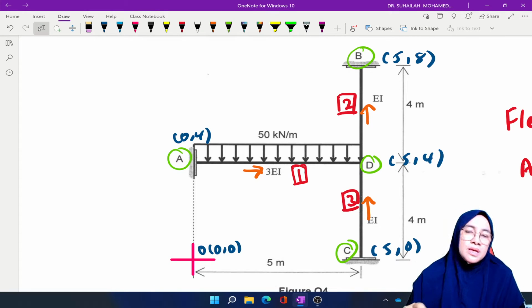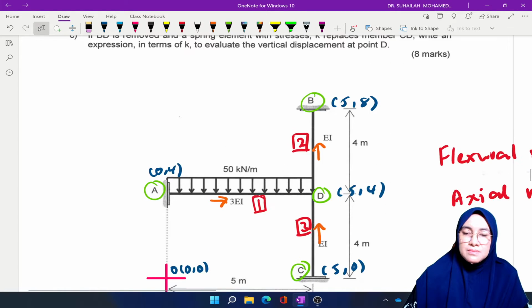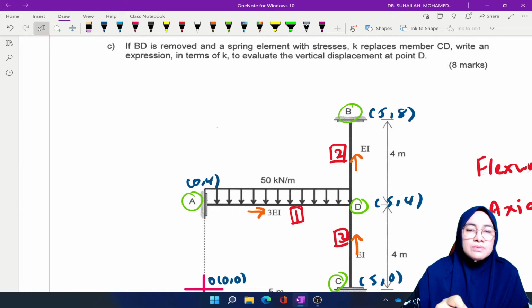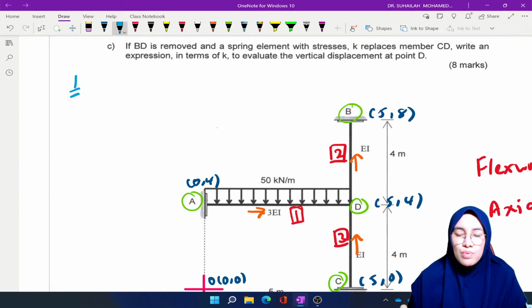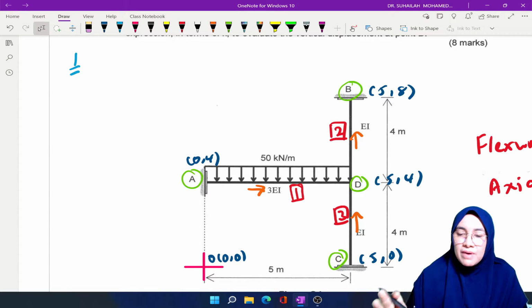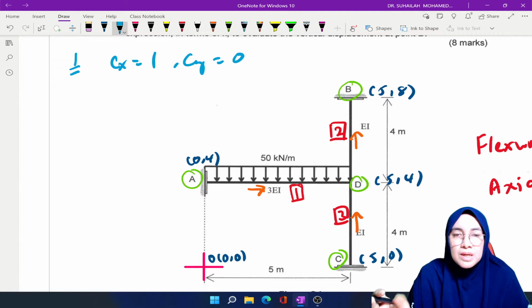So we establish Cx and Cy. For element number 1, Cx is 5 minus 0 divided by 5. It is equal to 1. So Cx is equal to 1. Cy is equal to 0. For a horizontal member, Cy is equal to 0.